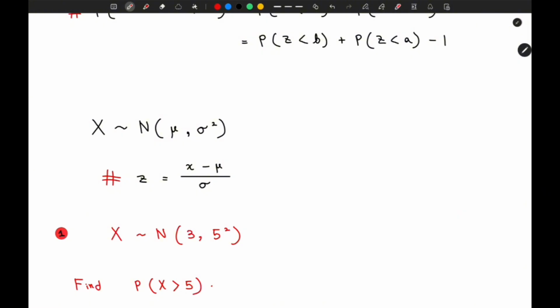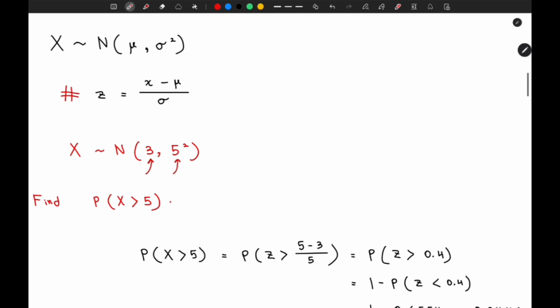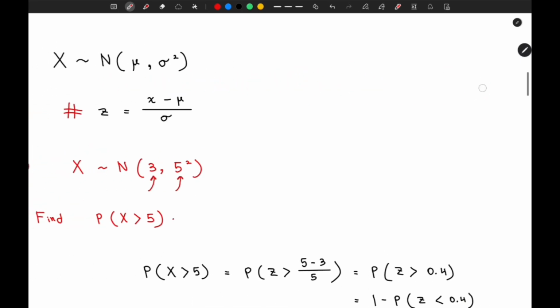Now let's look at an example. Let's say that x is normally distributed across the mean and standard deviation squared, or variance. So always remember that a normal distribution format is in this form, where the first coordinate will be the mean and the second coordinate will be the variance, or standard deviation squared. Right.